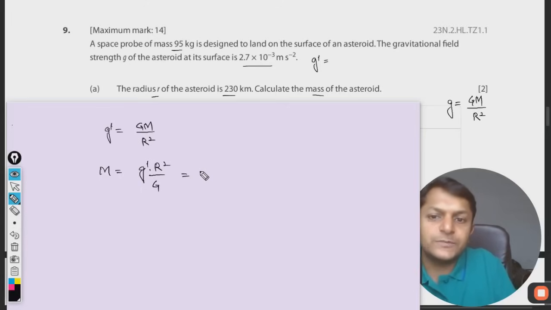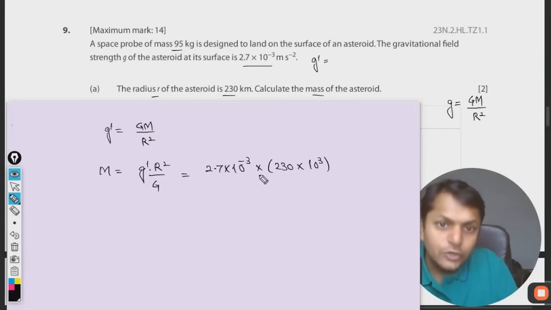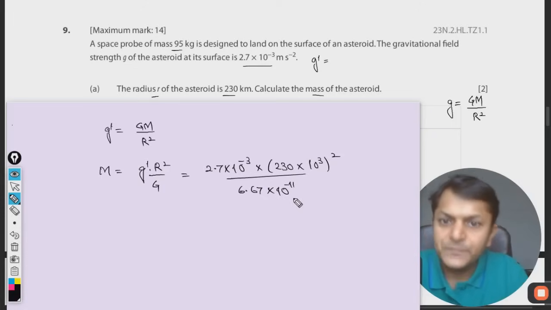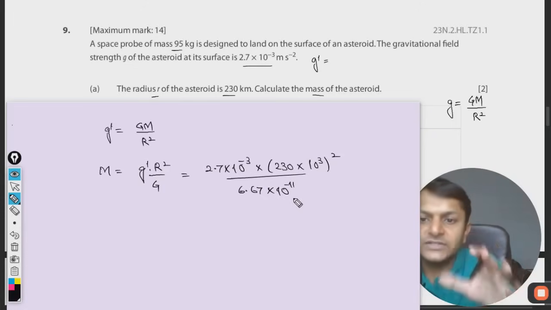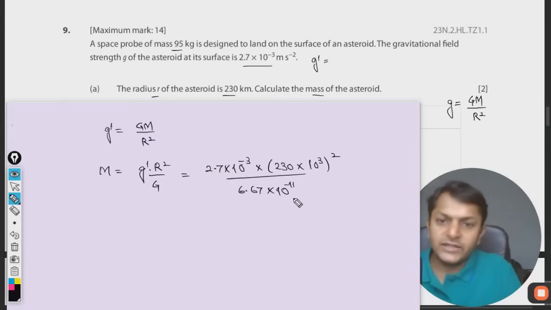Now we can just substitute the values. 2.7 × 10^-3, and the radius is given as 230 kilometers. So mind it, kilometers has to be converted into meters because kilometer is not SI, squared, divided by G, which is 6.67 × 10^-11. Okay, so this is the mass of the asteroid. Clear? Because the acceleration due to gravity is given, we can just apply the formula.